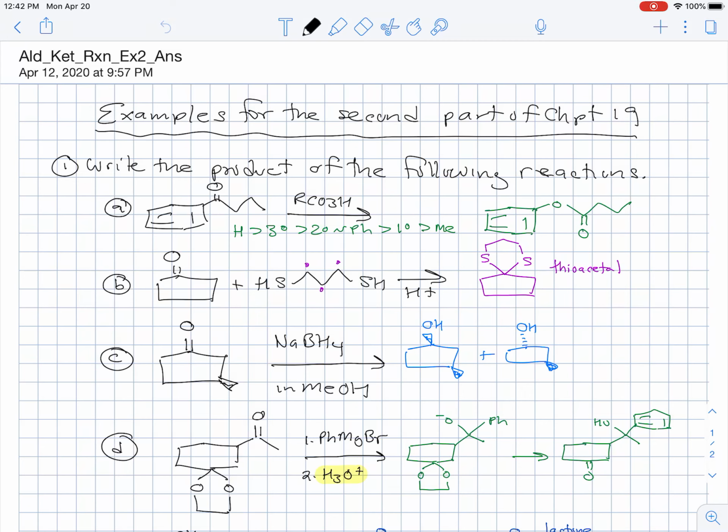Here are some examples of writing reaction products from the second part of chapter 19. Originally, when I recorded this without sound, as it turns out, I wrote out the products as I talked. Since I now have the products written out, I think I will just talk about it.